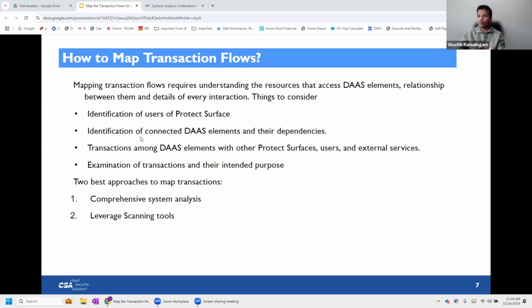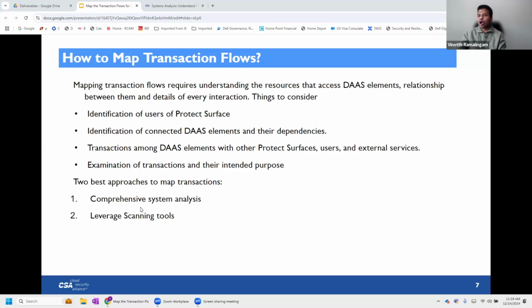And then once you identify the users and then the DAAS elements and their dependencies, establish the connection between each of it: the DAAS elements with other product surfaces components, DAAS elements with users, and then DAAS elements with external services like third-party API and other services within the organization in other business units. And then using that, examine the transactions and their intended purpose, which would give you a complete map of your transaction flows.